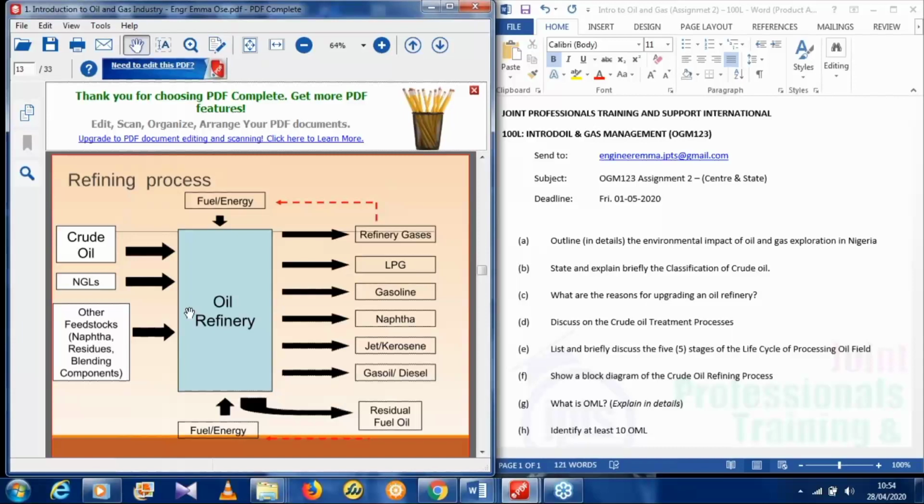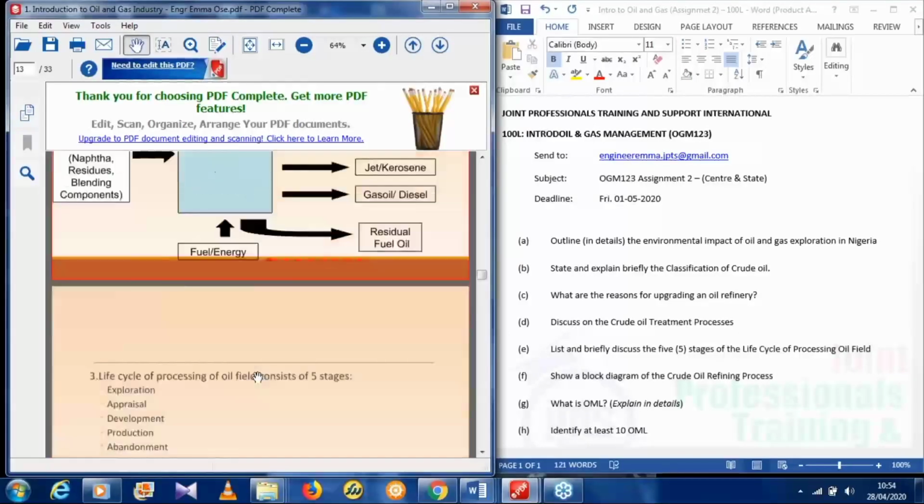Then you have, as in the collection, liquefied petroleum gas, gasoline, naphtha, jet fuel, gas oil, and diesel. Then you have residual.